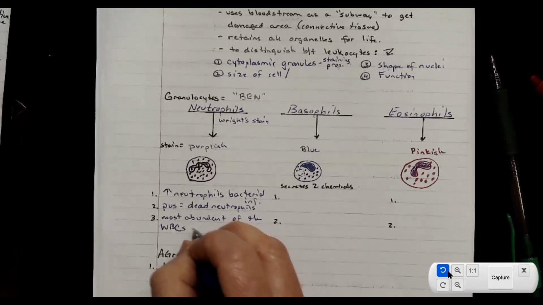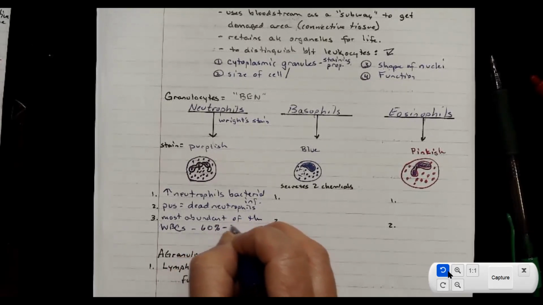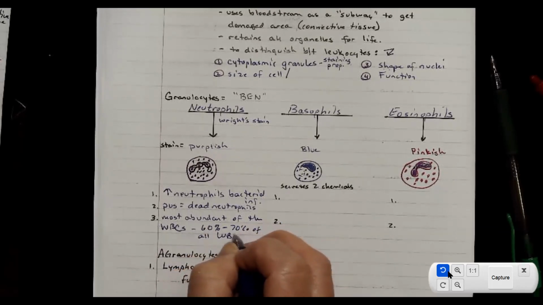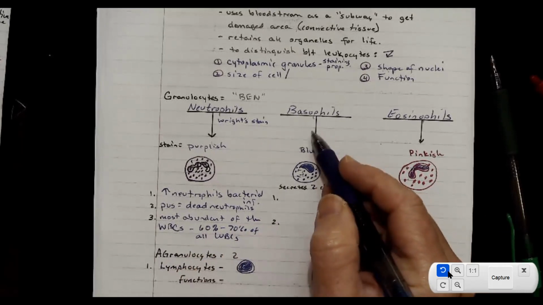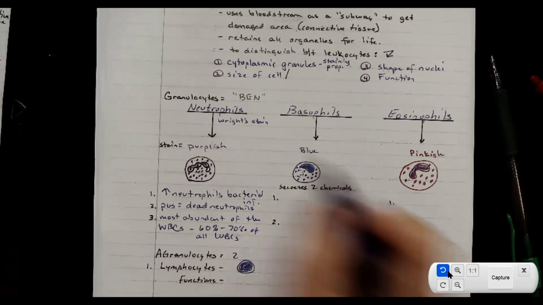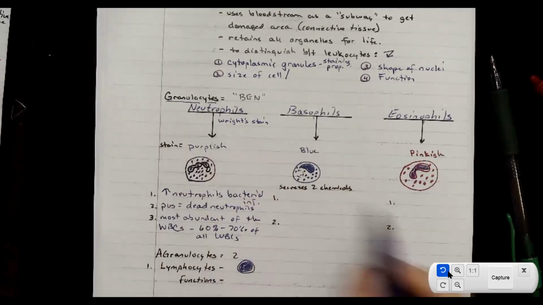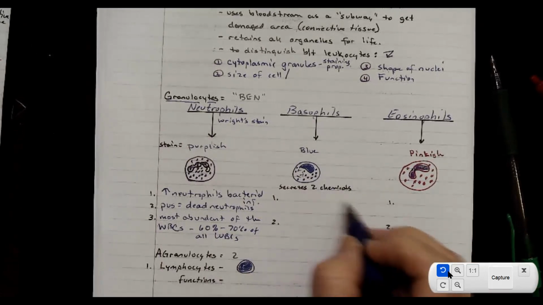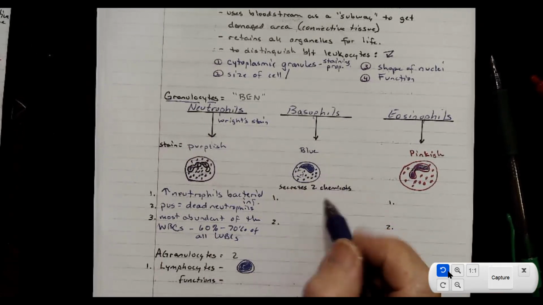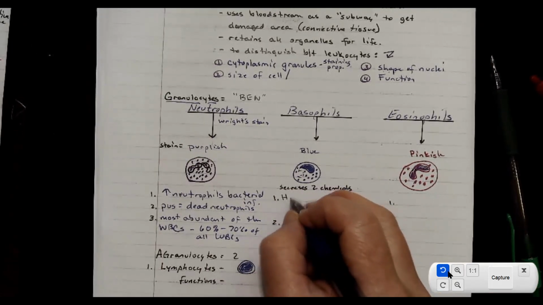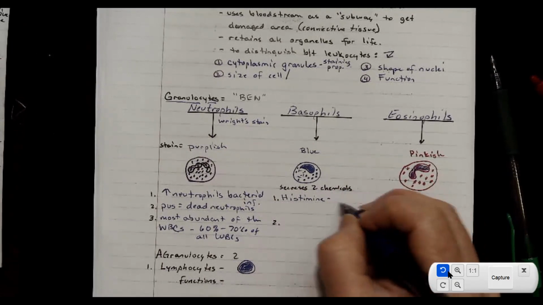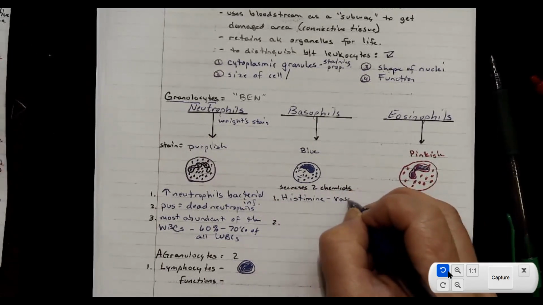And they make up about 60 to 70% of all white blood cells. Okay, the basophils, these stain blue with the right stain. All of these, keep in mind, are granulocytes because they have the granules you can see stained. And this one's very important. It secretes two chemicals, histamine, and histamine causes vasodilation.